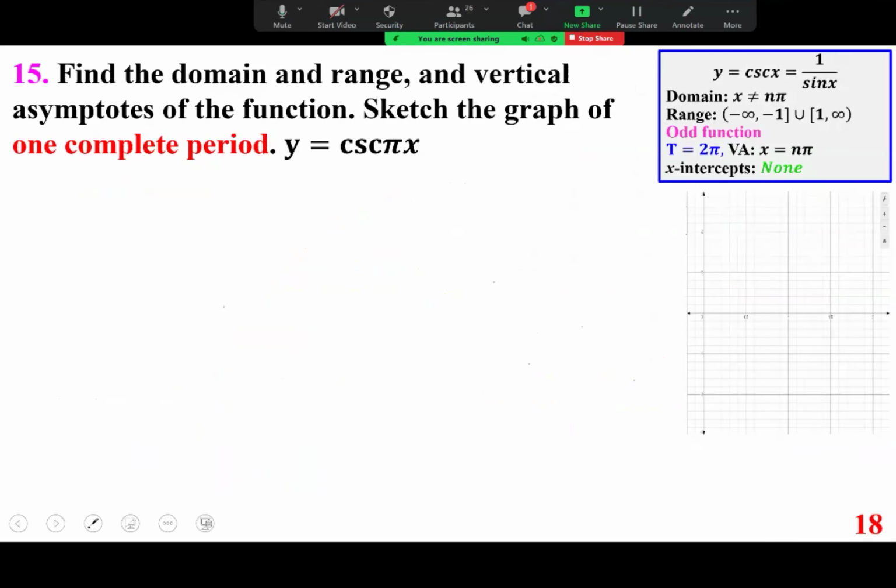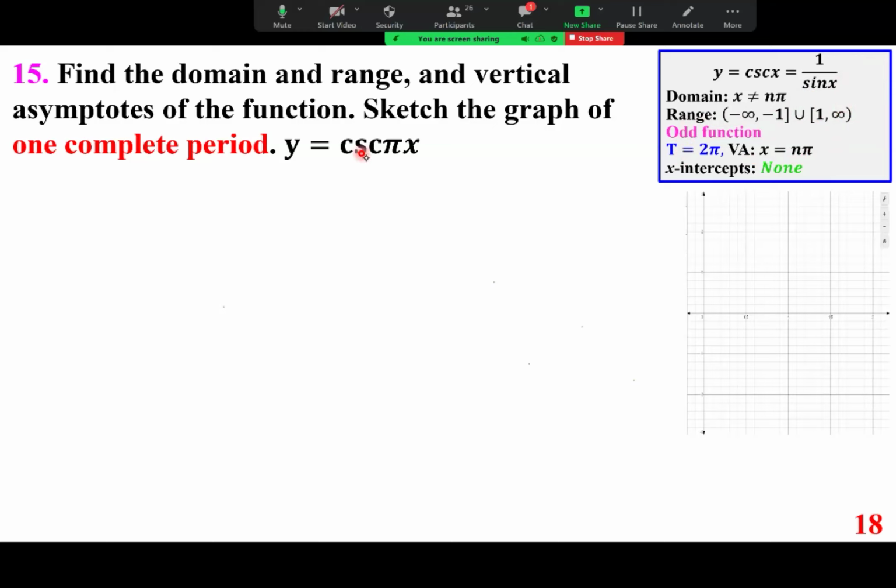Let's look at this example. Find the domain and range and vertical asymptotes of the function. Sketch the graph. Cosecant in general graphs sine, because cosecant is 1 over sine. So when you're dealing with cosecant, notice it is 1 over sine. Therefore, what is the domain? You set the denominator equal to 0, you exclude it. So x can't be n pi, and at the same time, vertical asymptote becomes n pi. It has the same period, and the range is everything that sine has excluded. Sine goes from negative 1 to 1. So all real numbers except that, and there is no x-intercept.